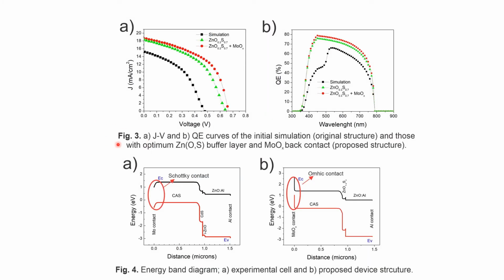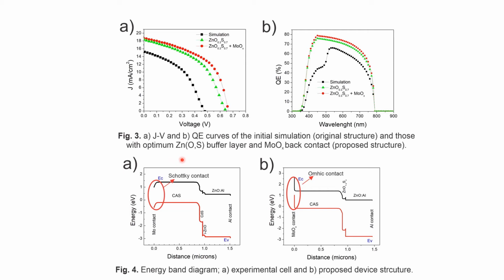Now in figure 3, we can see the effect of replacing the molybdenum back contact by the molybdenum oxide contact. And for comparison, we can see the curves that belong to the initial simulation, this curve and this one. These curves belong to the solar cell with the original structure. And using a back contact with a higher work function than the original molybdenum back contact helps to further improve the performance of the device, as we can see here in this red curve.